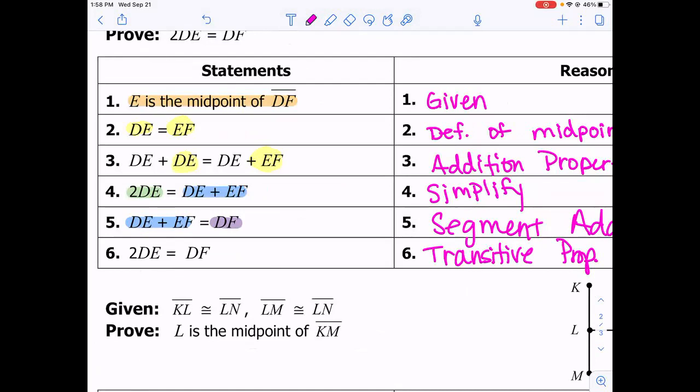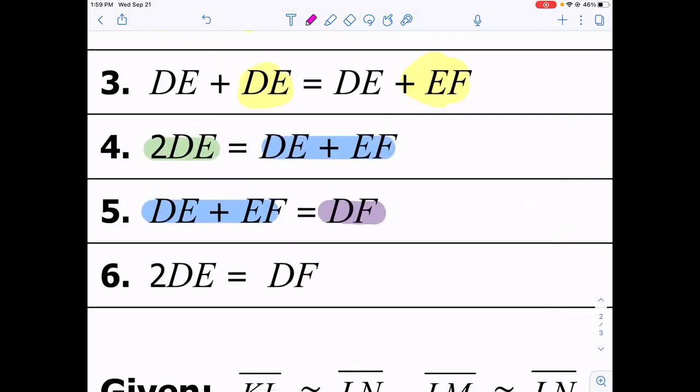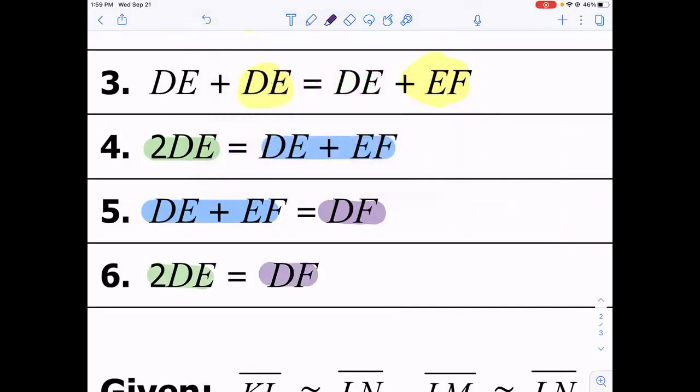What is your question about the transitive property? So look how I highlighted. Green equals blue and blue equals purple. So we can say that green equals purple. Do you see what I'm saying there? So DE plus EF, it's literally the same. Does it make sense?